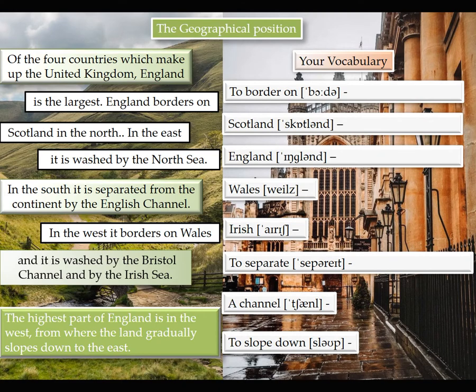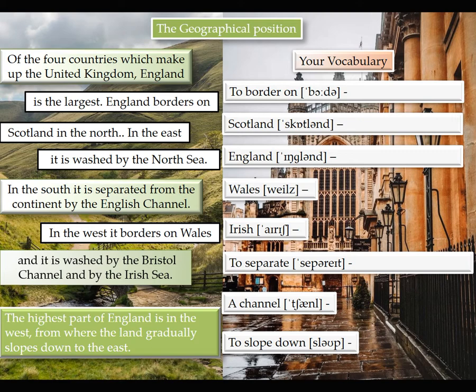The geographical position of the four countries which make up the United Kingdom: England is the largest. England borders on Scotland in the north. In the east, it's washed by the North Sea. In the south, it's separated from the continent by the English Channel. In the west, it borders on Wales and it's washed by the Bristol Channel and by the Irish Sea. The highest part of England is in the west, from where the land gradually slopes down to the east.